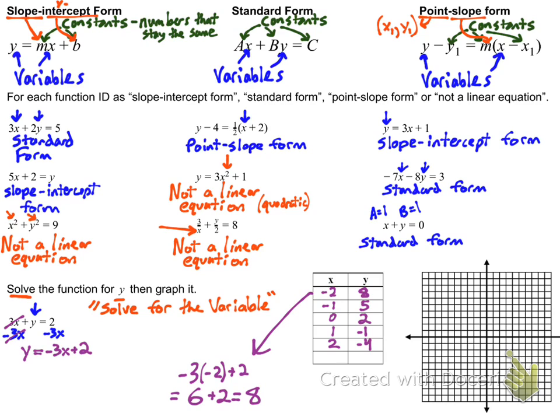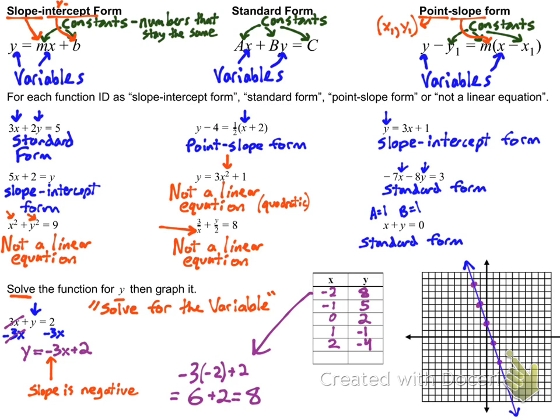Now that I have all those points, just like we did before, we're going to plot the points. Negative 2 comma 8, negative 1 comma 5, 0 comma 2, 1 comma negative 1, and 2 comma negative 4. So you see, it would be a little more difficult for me to graph 3x plus y equals 2, but I am able to graph y equals negative 3x plus 2 when it's in slope-intercept form. Now, I draw the line, use a straight edge, and draw the arrows at the end to show it goes on forever.